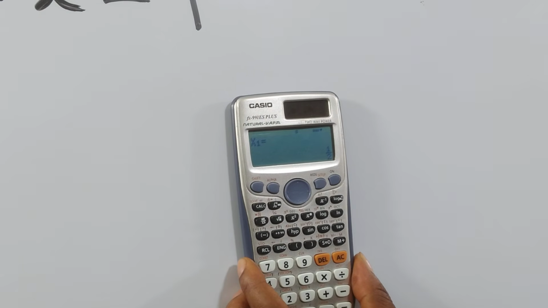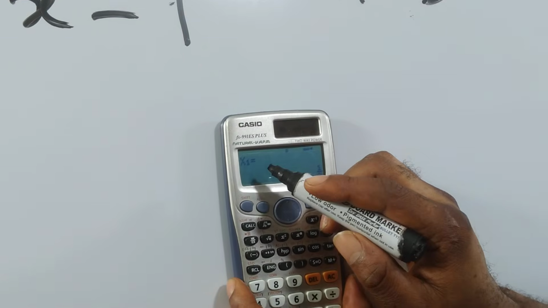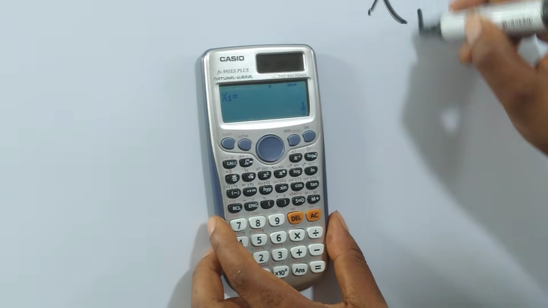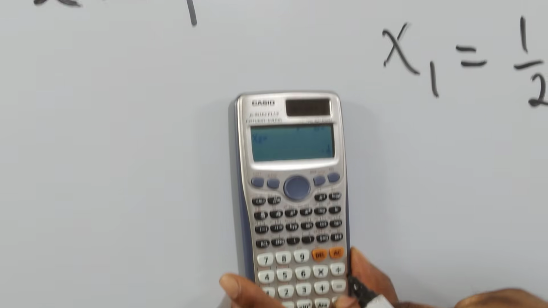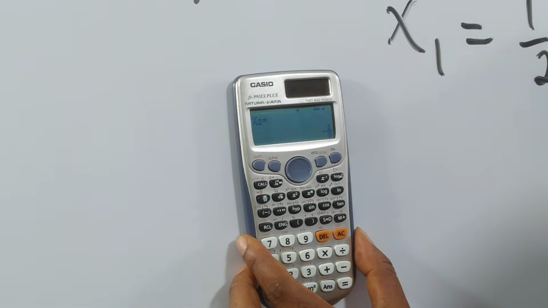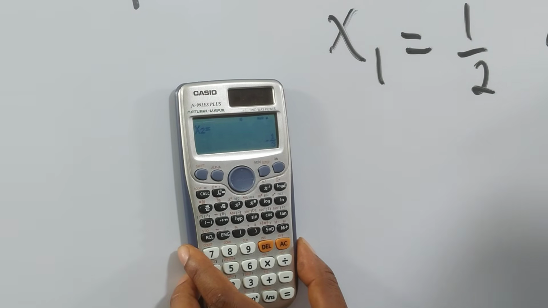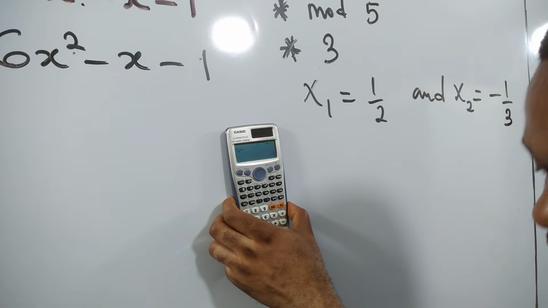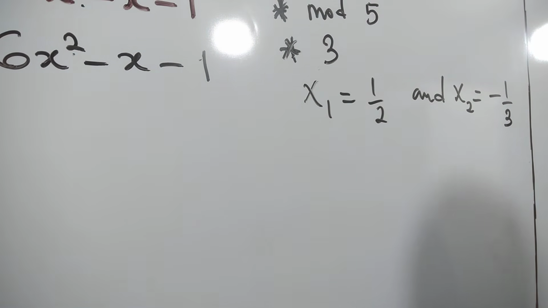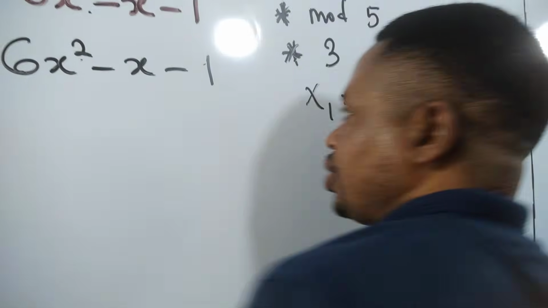So what we are going to do now, can you see that the first answer there now is that x1 is 1 over 2. Are you there now? Now punch another equal to. It will give you the second answer, which is x2 is also minus 1 over 3. Now having satisfied this using quadratic equation, I want you to watch now.